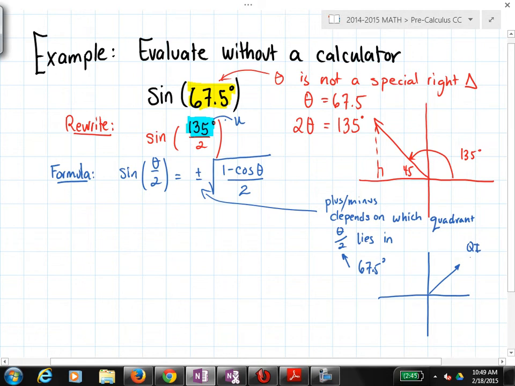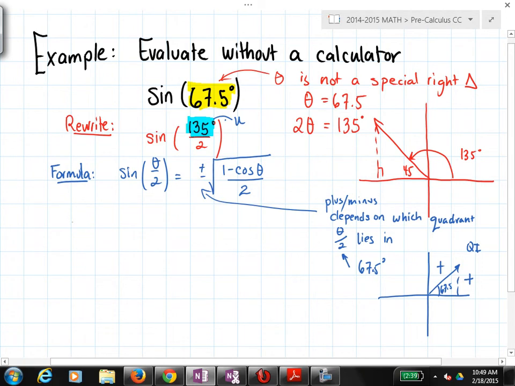So if I look at sine of 67.5, here's 67.5, I expect this to be positive and this to be positive. So which one should I use, the positive or the negative? The positive. So on this one, I'm going to go ahead and eliminate the negative. You could put the positive if you wanted to, but I'm going to change it so that it's just the positive. So that's the formula.